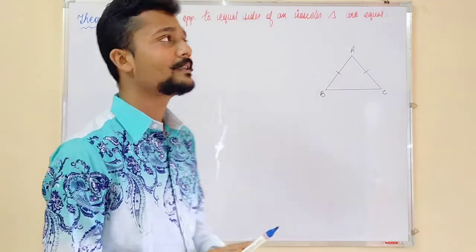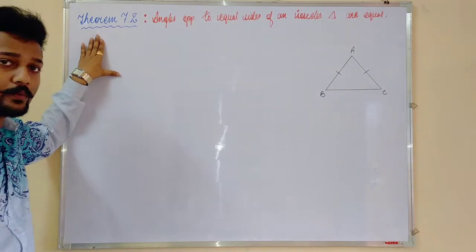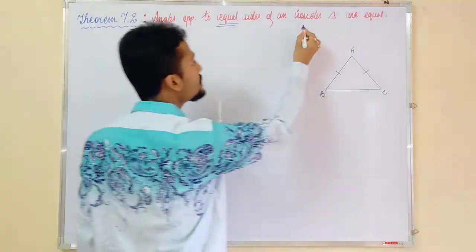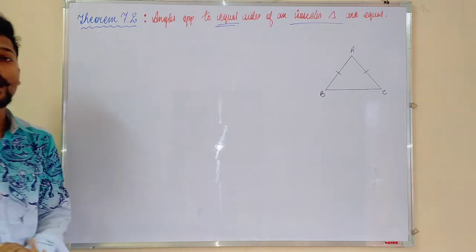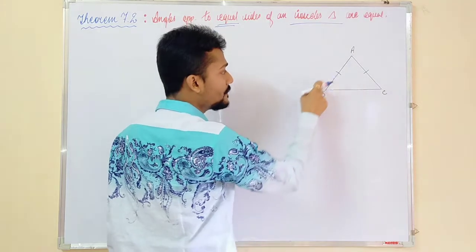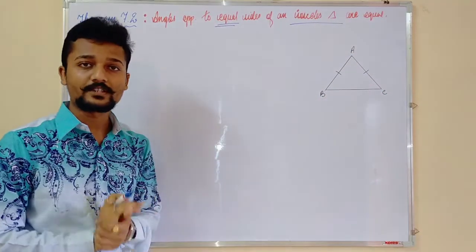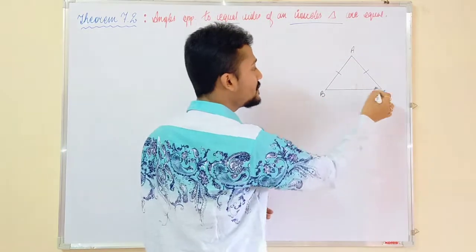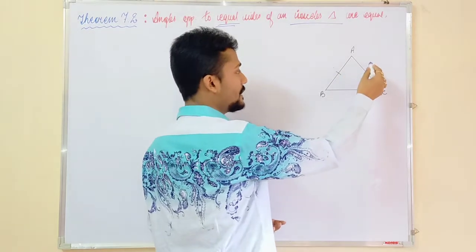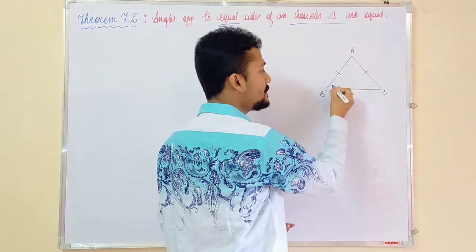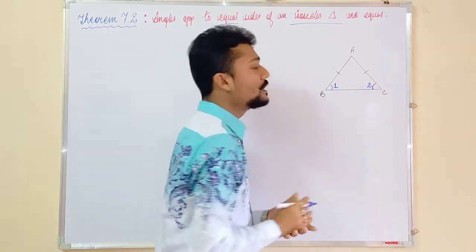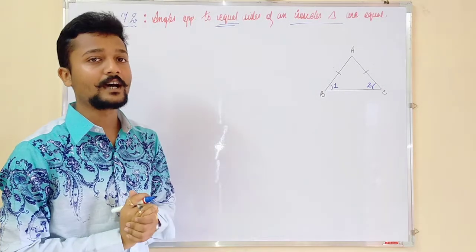So today we will learn theorem 7.2, which says that angles opposite to equal sides of an isosceles triangle are equal. That means the angles opposite to equal sides, this side and this particular side of this triangle, are equal. That means ABC is an isosceles triangle. Okay, so if these two sides are equal, then the angles opposite to the equal sides, this particular angle, let me mark it as 1, and this particular angle, let me mark it as 2. These two angles we have to prove that they are equal.